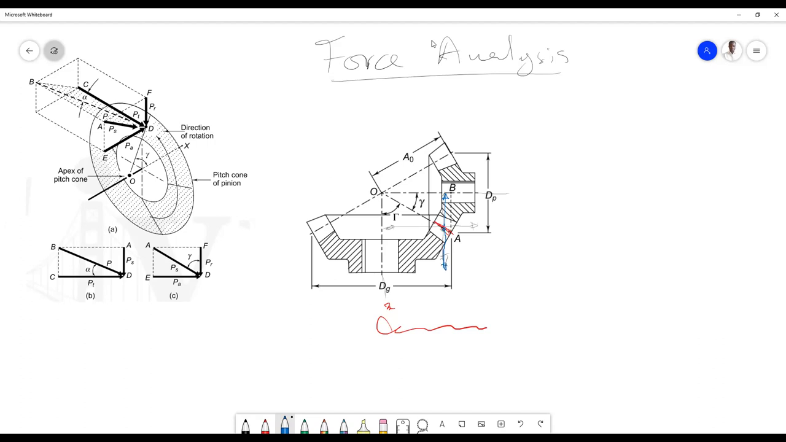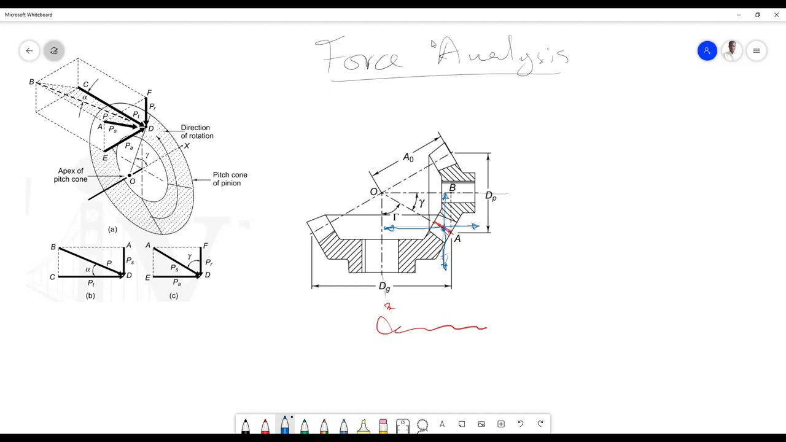And these two forces will need to balance up for equilibrium, which means that the radial component of the force on the pinion is the same as the axial component of the force on the gear. Are we okay? Then the radial component of the force on the gear, which will also be acting in, say, this direction, will be the same as the axial component of the force that will be acting on the pinion. Then at the point where they are meshing, we have what you call the separating force.